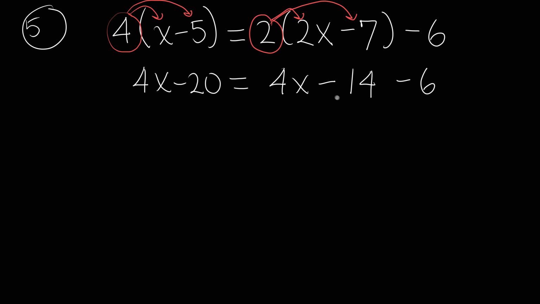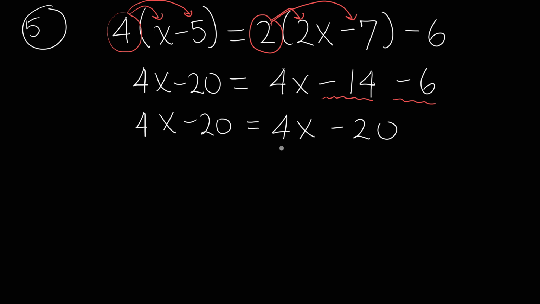Now, once the parentheses are cleared, combine like terms if possible. It's not possible on the left side, so I'm just going to copy the 4x minus 20. Let's see if it's possible on the right side. Yes, I have these two numbers here that I can combine. The 4x, you can't do anything there, so just put the 4x. Negative 14 minus 6. What is negative 14 minus 6? That's actually negative 20.